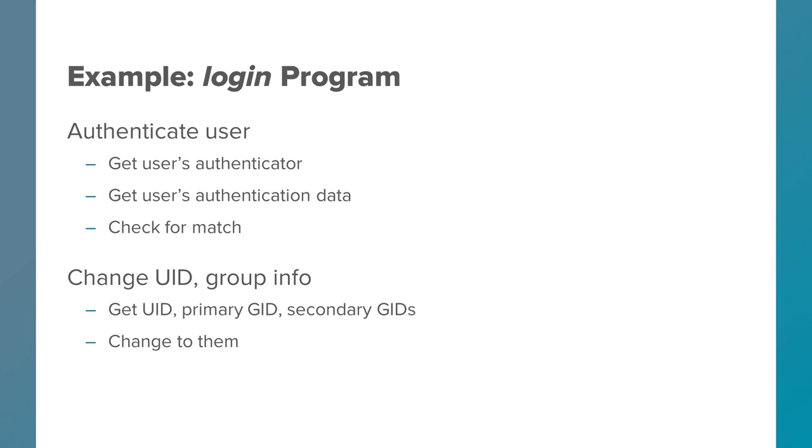We then get the UID and the group information. We need to change that to the user's UID. So we get the user's identification, the group and all the groups that they're in, and then we're going to change the process so that its identification is no longer the root's, and its groups are no longer those of root or of login, but now they're the user's UID and groups.